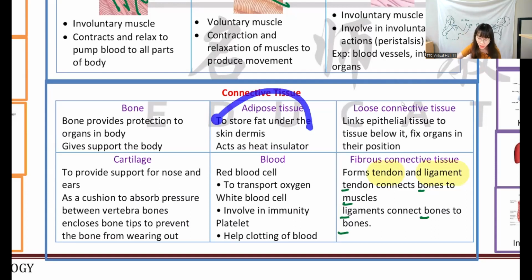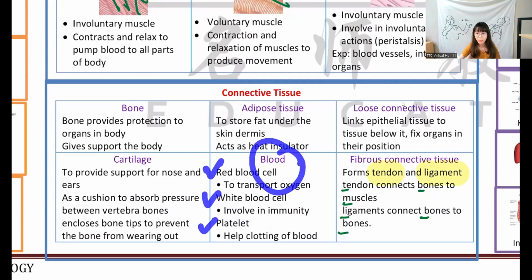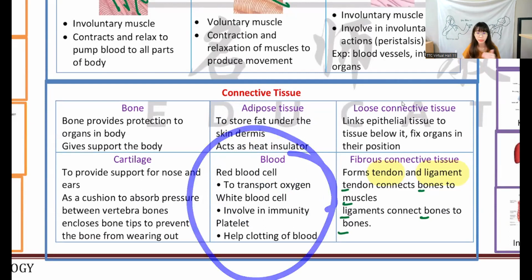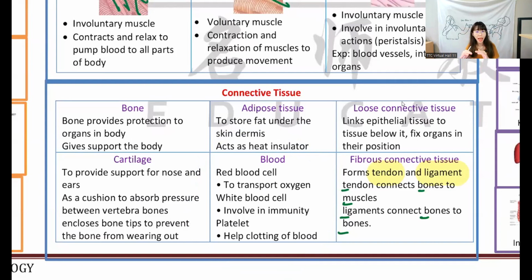Blood. How do we identify blood as a connective tissue? We have 3 blood cells: red blood cell, white blood cell, and platelets. They are under blood tissue. So we have to write 3. Red blood cell is to transport oxygen, white blood cell is to kill microorganisms, and platelets help in the blood clotting mechanism. You can categorize it as a connective tissue because from your head to your toe, every part of your body has blood. It cannot be that this part has blood and this part has none. Every part has blood. So that's why it is a connective tissue.